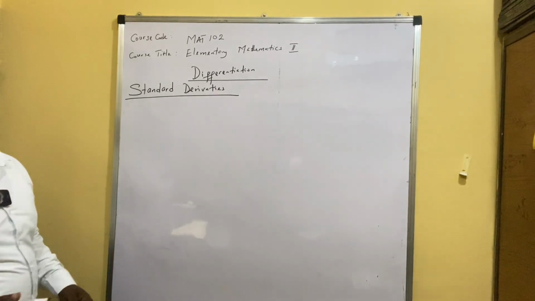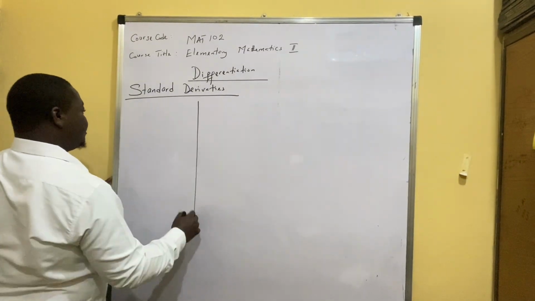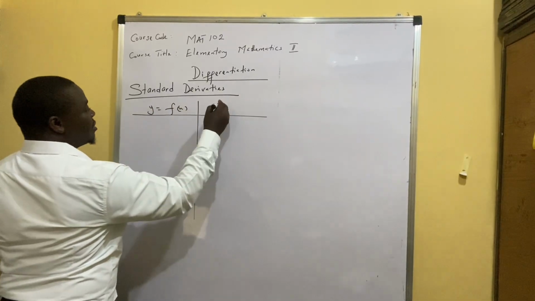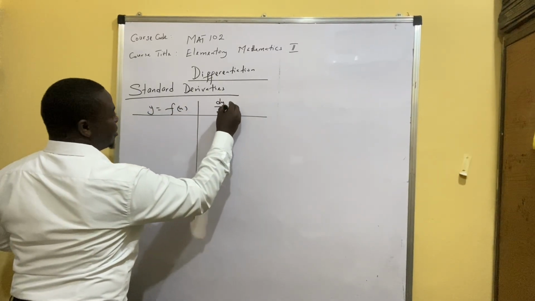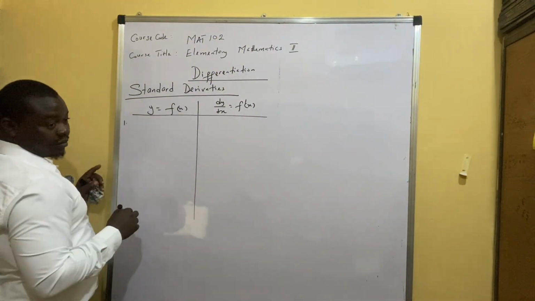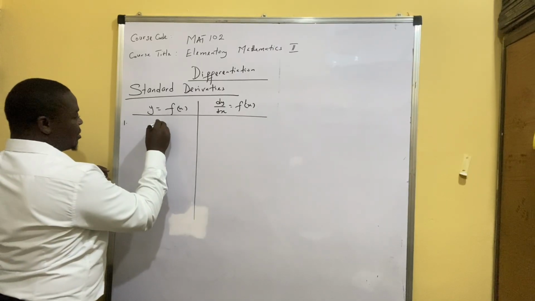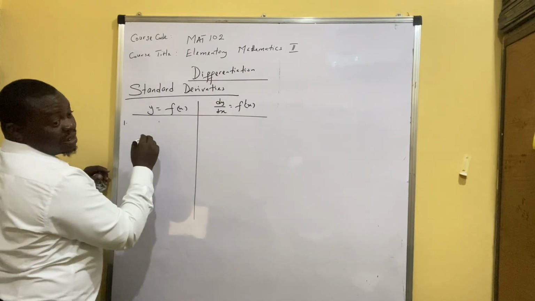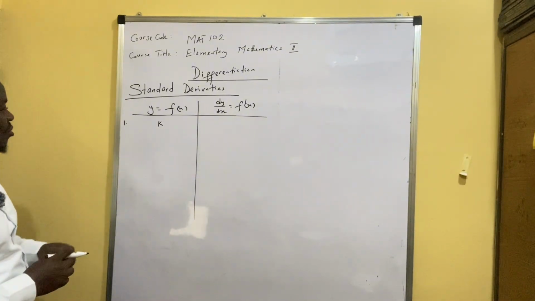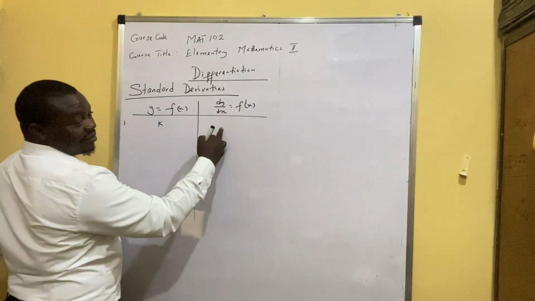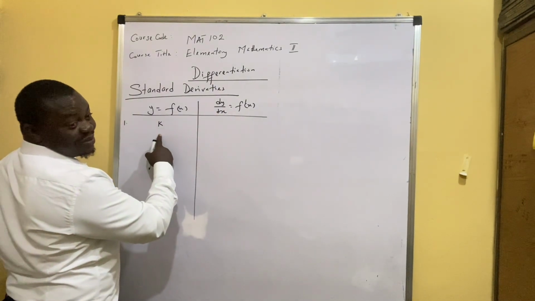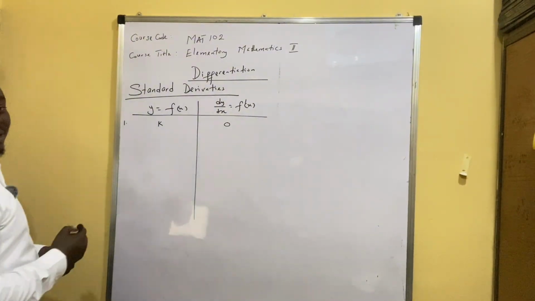Some standard derivatives. If y equals f of x, here we want to find dy/dx, which is simply f'(x). Let's look at the first one. If y is a constant, so we use c or k, what is the derivative? Any constant you differentiate gives you zero.